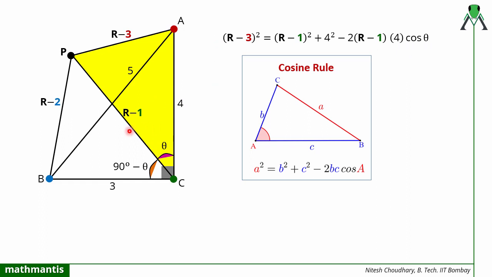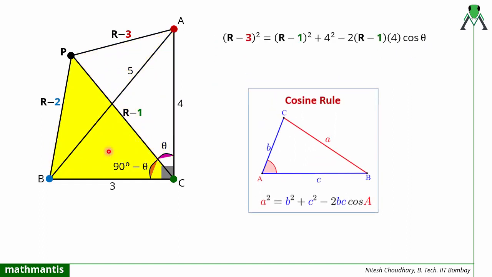Similarly, we can apply the cosine rule in this triangle. So I will apply it in this triangle. So it will become (R minus 1) square plus 3 square, that is the right side part. The left side will become (R minus 2) square, that is opposite to this angle. Right side: (R minus 1) square plus 3 square minus 2 times (R minus 1) multiplied by 3 cosine of 90 minus theta, because here the angle is 90 minus theta. So this cosine of 90 minus theta can be written as sine theta. So this is the cosine rule we have applied here.